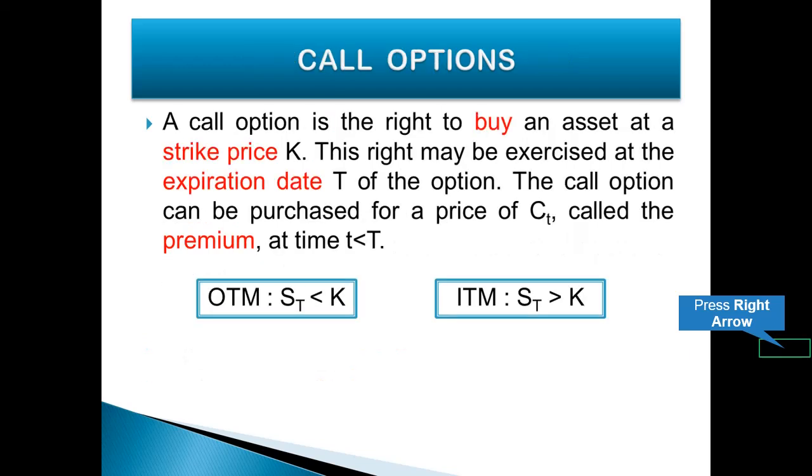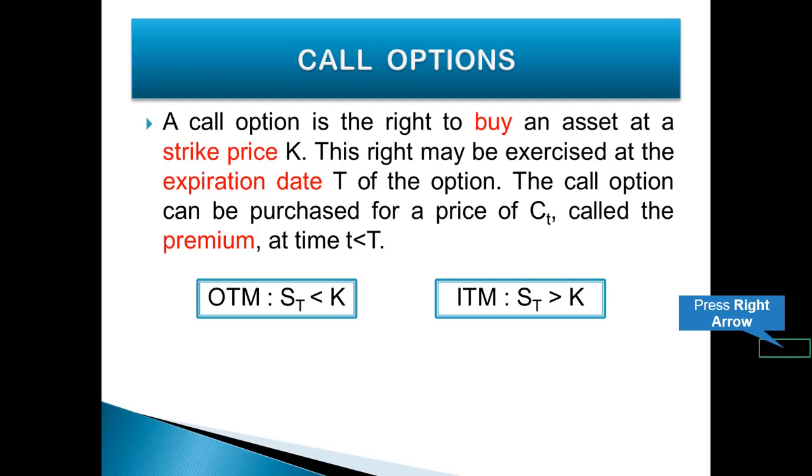A call option is very interesting. If you understand the call option, you can also understand OTM and ITM very nicely. A call option is the right to buy an asset at a strike price K. It's a right to buy. When we discuss the put option, it's just the right to sell. If you understand the call option, the put option will be just the opposite, just the perspective of the seller. This right may be exercised at the expiration date T of the option.